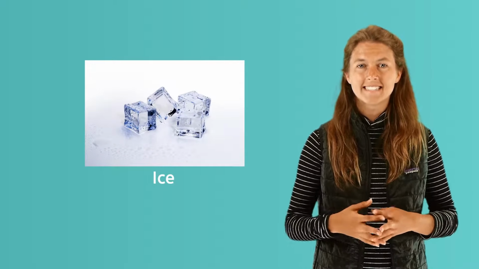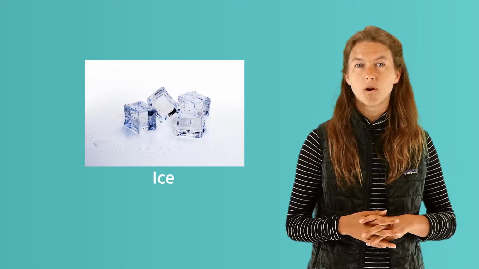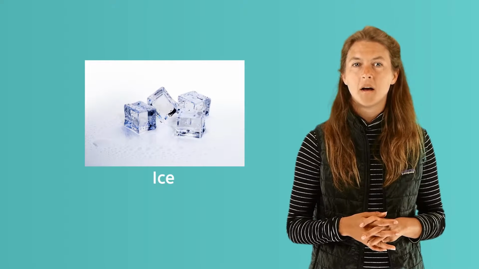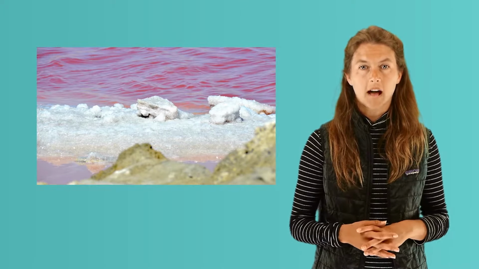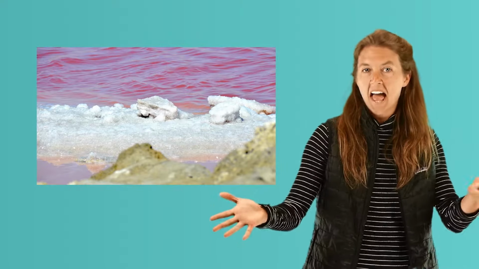Crystals don't only form from lava, however. They often form from a liquid when it starts to harden. Ice is an example of a crystal that forms when a liquid hardens. But another way crystals form is when water evaporates from a mixture, like salt water. When salt water evaporates, it makes salt crystals.